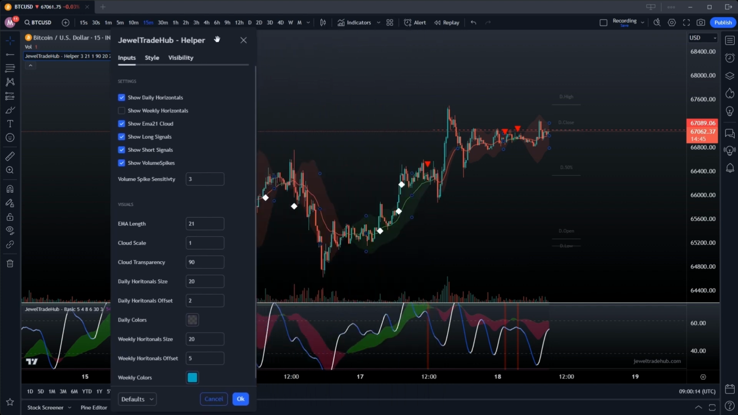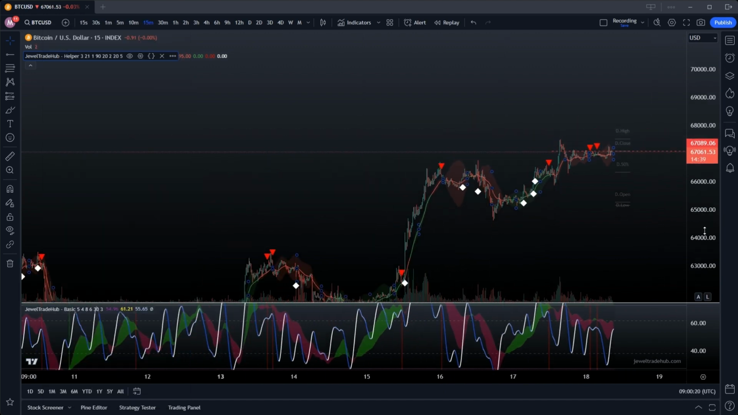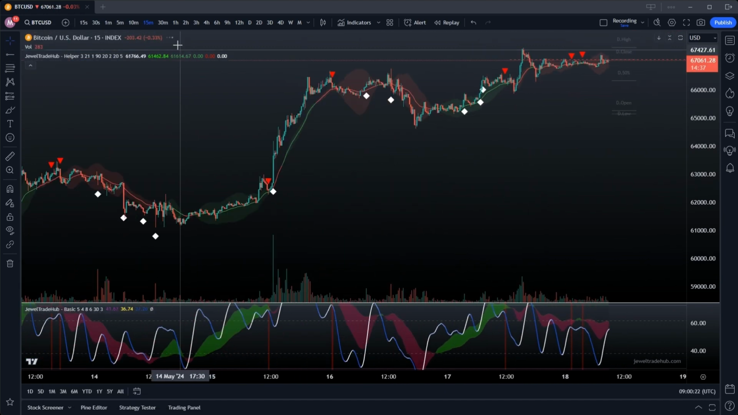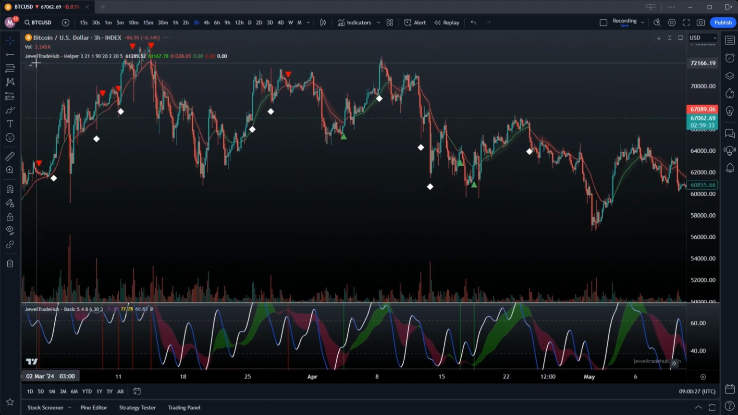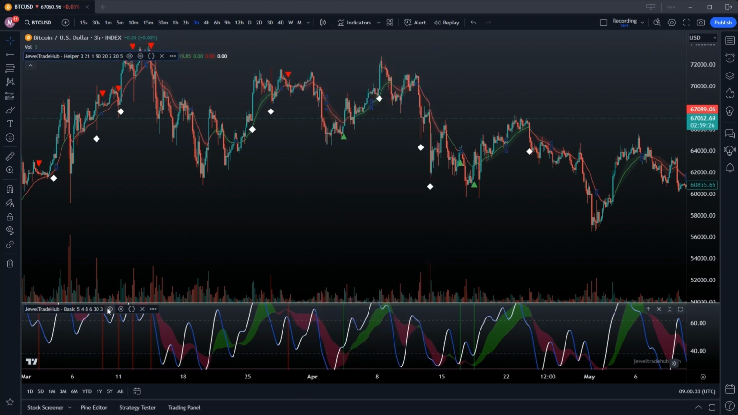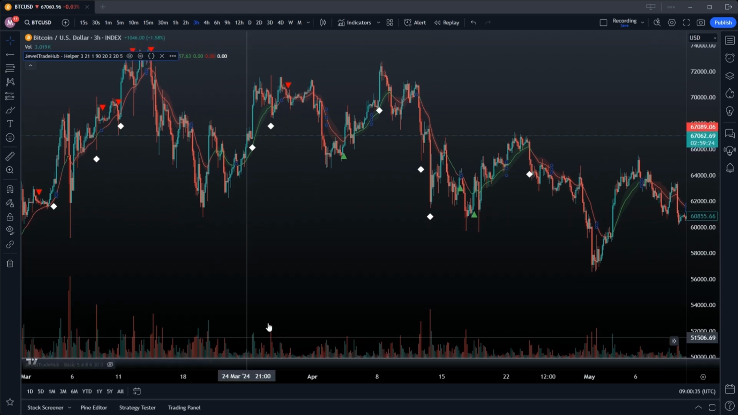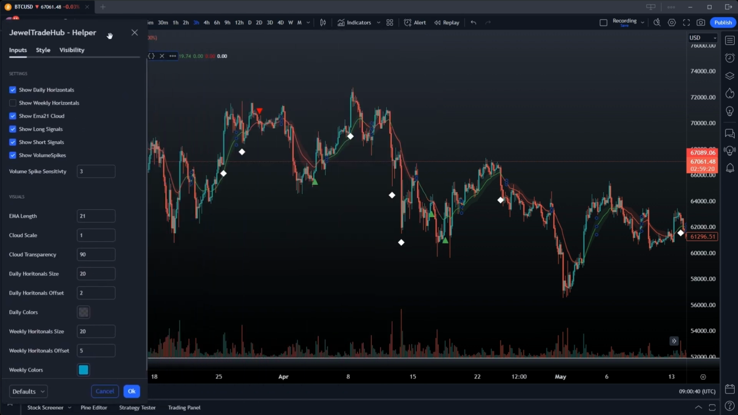Now, about the other settings. Let me see if I can, I'm going to go back on the 3 hours. There you go. I'm going to keep the volume there. Okay, what I'm going to do actually is like this. There you go. Okay, so the other settings.